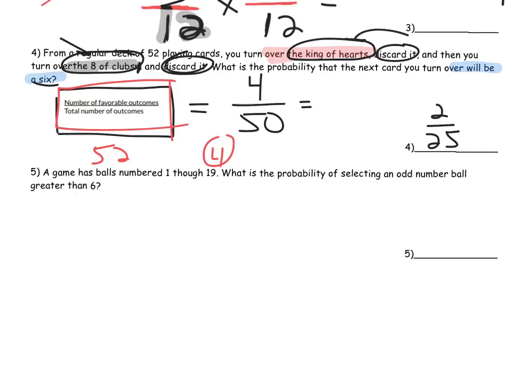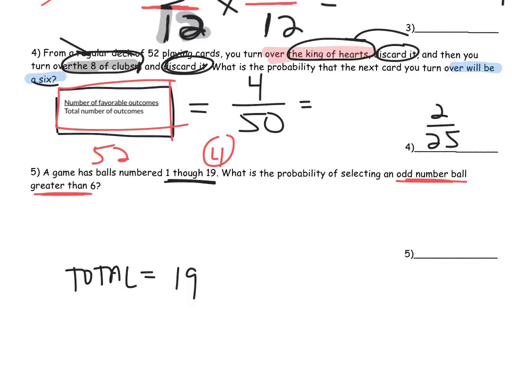Number 5, a game has balls numbered 1 through 19. So there's a total of 19 items in this game. What's the probability that you select an odd number ball greater than 6?